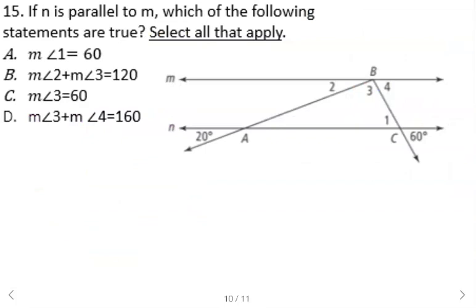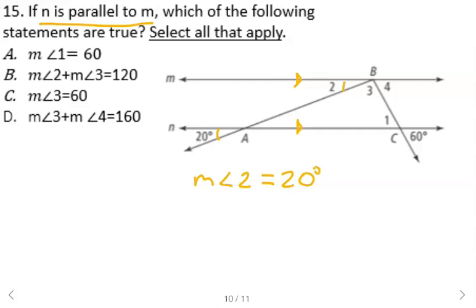Fifteen, trying to figure out which of these apply to this situation. So I'm just going to go through and try to find the measure of each of these angles, and we'll see. All right, so I notice N is parallel to M, so we can assume that's true. If those are parallel lines, then corresponding angles must be congruent. And so one of the things I can say is the measure of angle 2 is 20. That's not on my list, but maybe we can use that later.